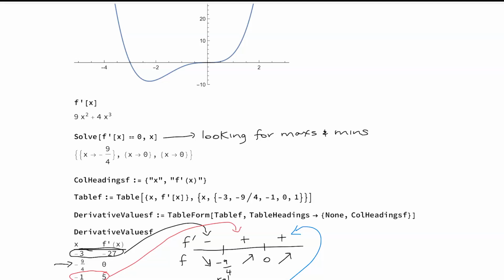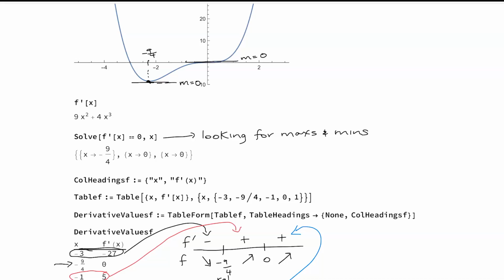And I can compare that to the graph I have. So there is a relative or local minimum at x equals negative 9/4. That would be right here. So again, at negative 9/4 there is a minimum value. I don't know what the value of the minimum is. I'd have to evaluate and find f of negative 9/4 to figure that out.